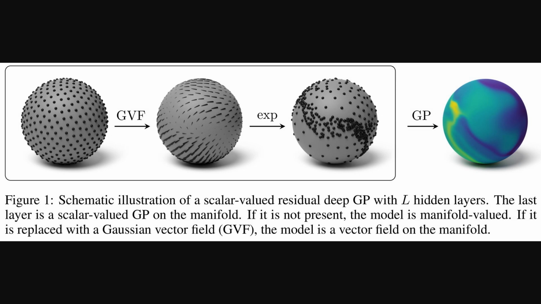Alright, so let's look at how they actually build these layers. This figure gives a nice visual intuition. You start with points on the manifold, like this sphere. Then each layer applies a Gaussian vector field, or GVF, which models a displacement, and uses the manifold's exponential map to kind of push the points along that displacement. This creates the residual structure, layer by layer, ultimately leading to the final prediction.